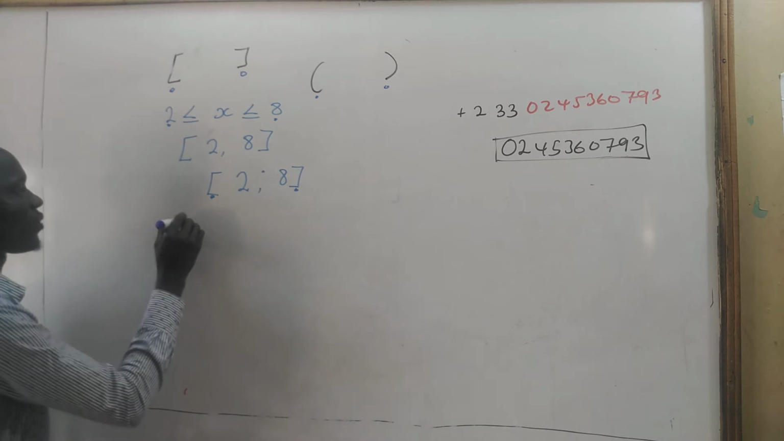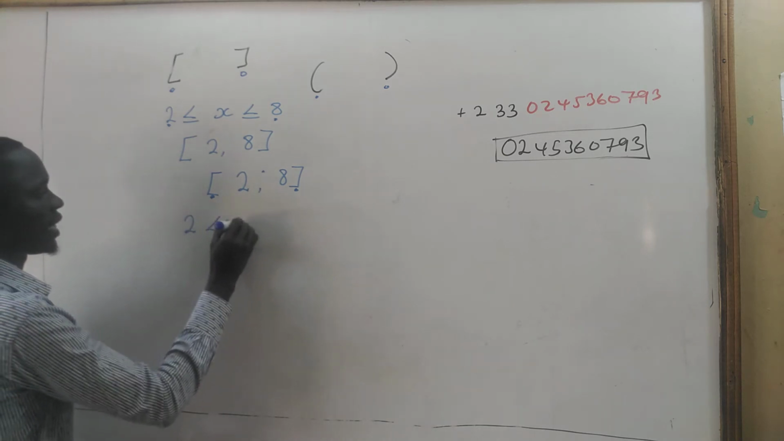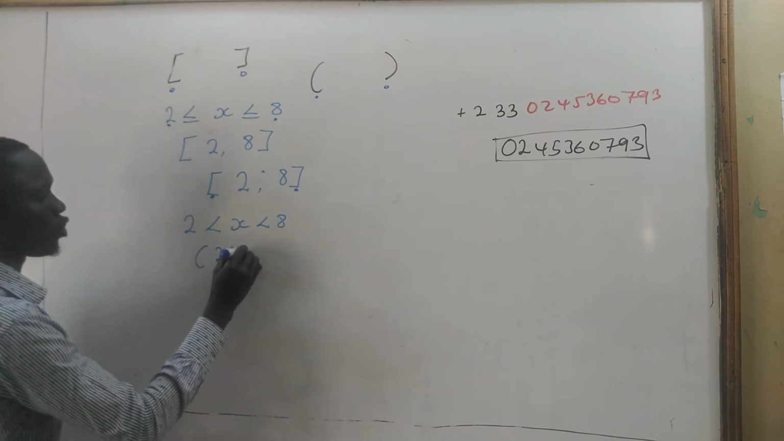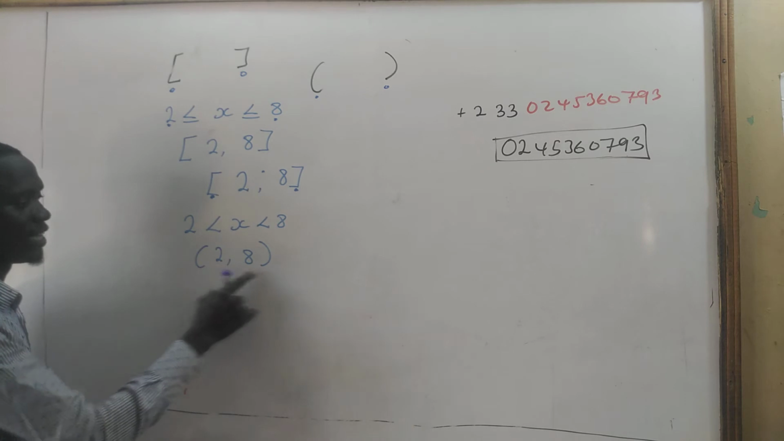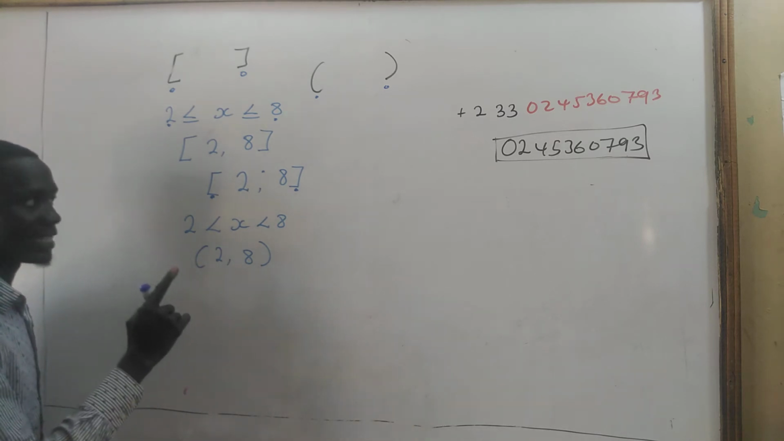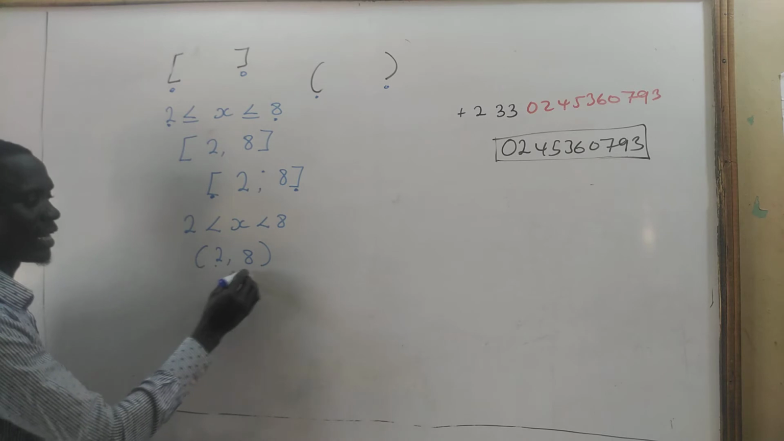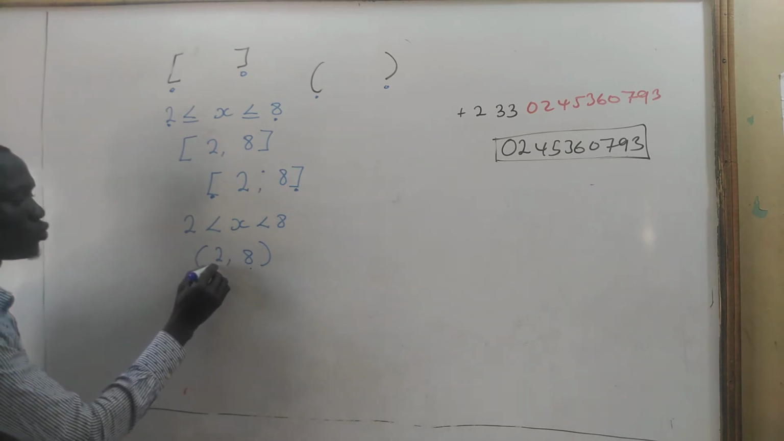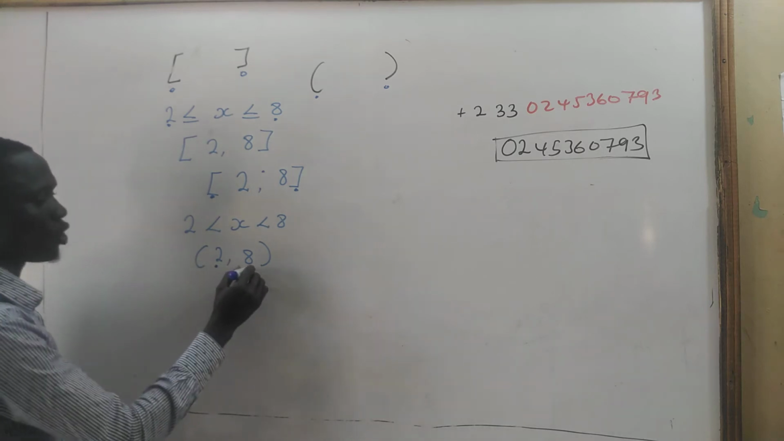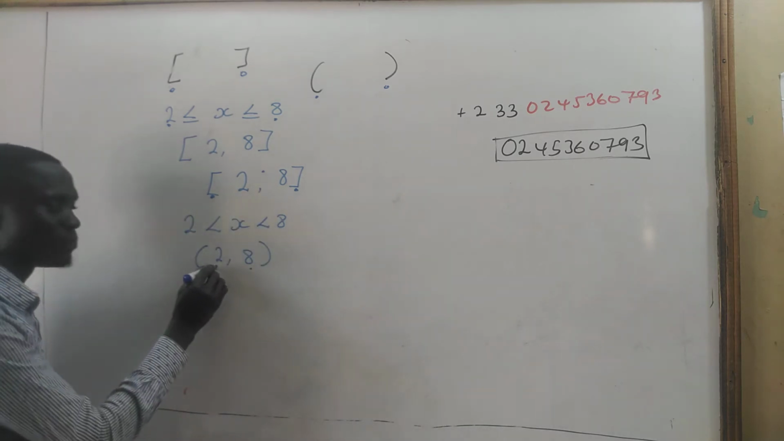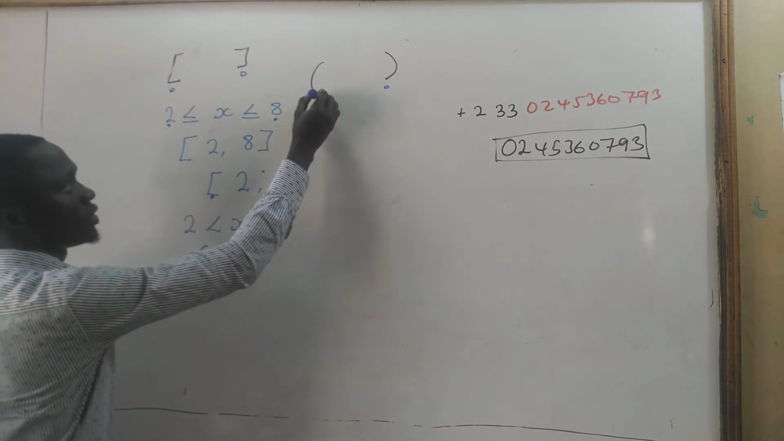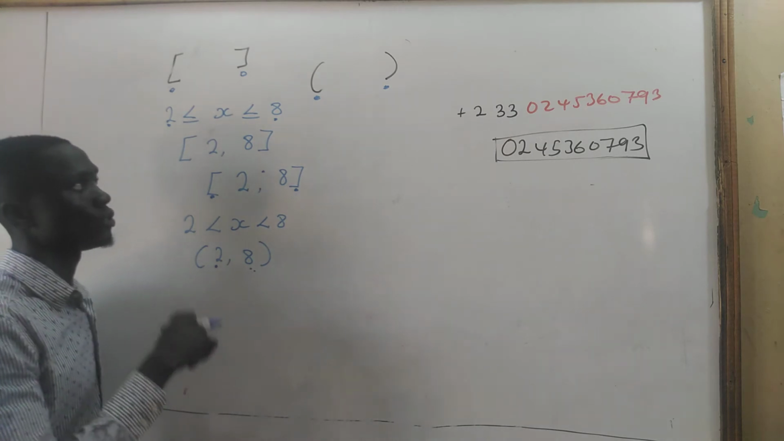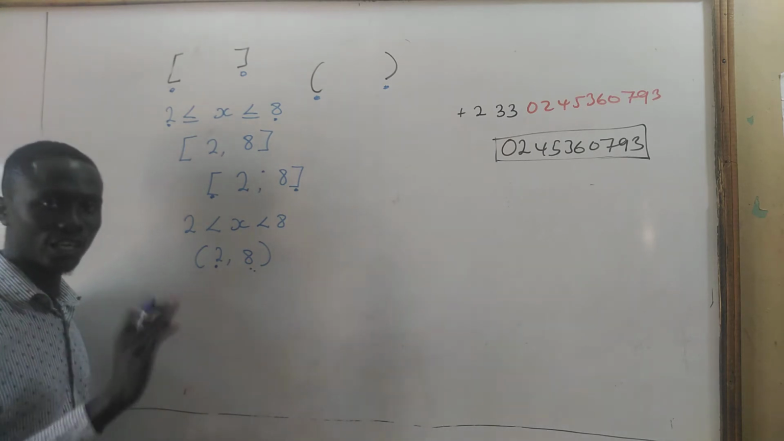Now, if I write 2 less than x less than 8, this will be written as (2, 8). These parenthesis brackets are telling us that 2 is not included and 8 is not included in the set. We call 2 the lower bound and 8 the upper bound, or the least bound and the greatest bound. So the parenthesis brackets are used to show that the endpoints are not included.